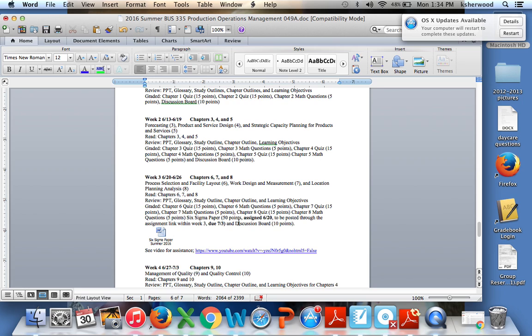Trust the dates within the syllabus, as that Six Sigma paper is reused from a couple different courses. So the dates that are in the syllabus are accurate. It's assigned on 6/20, but not due till 7/3.